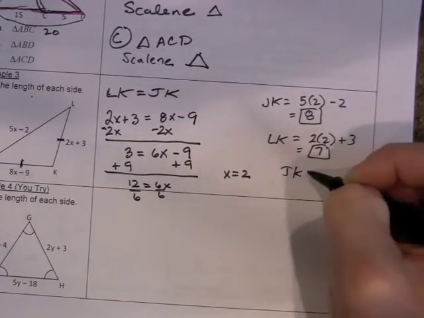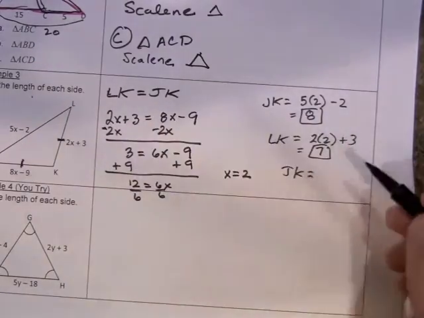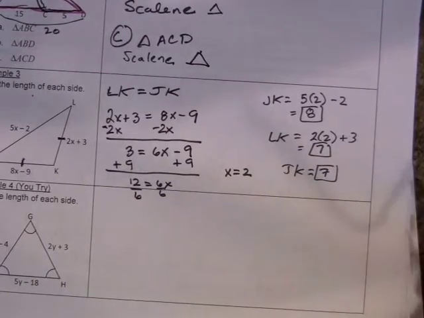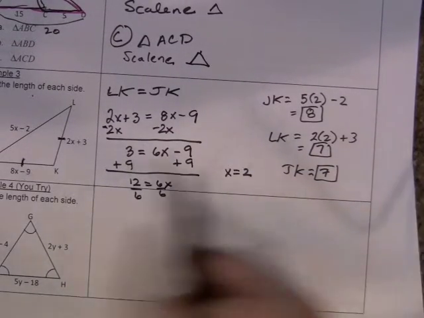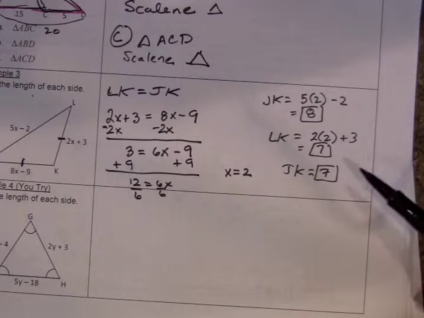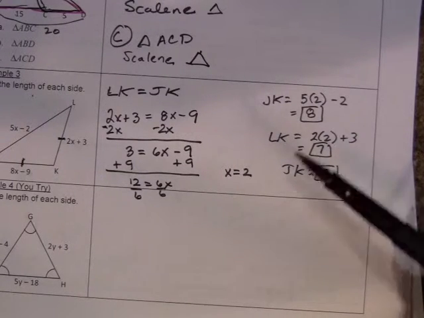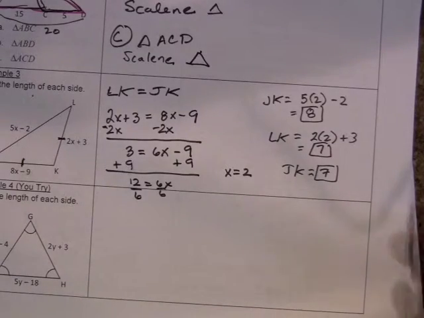And JK, I don't even need to substitute in because I know these two sides are equal, so it must also be 7. Now, based on that information, even though this doesn't say classify it, I can classify this as an isosceles triangle because two sides are equal and one isn't. So this is an isosceles triangle.